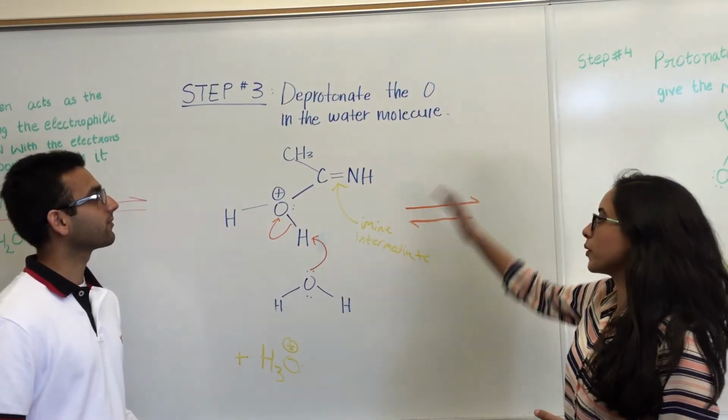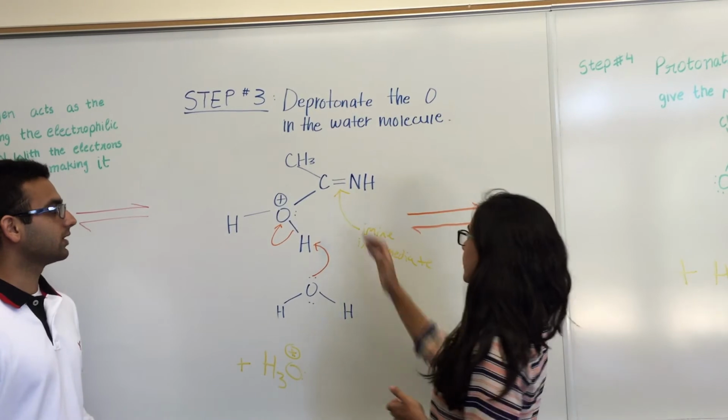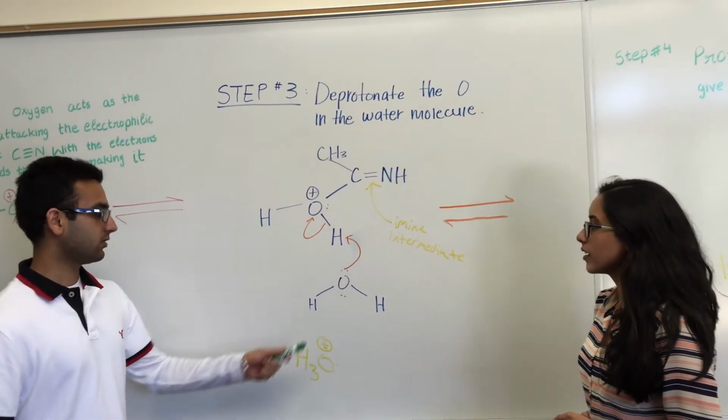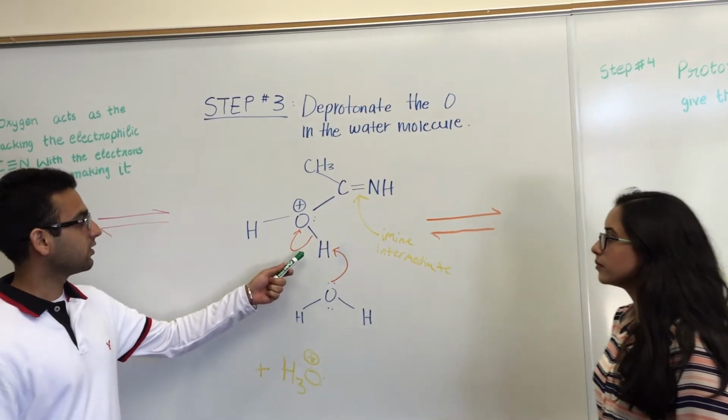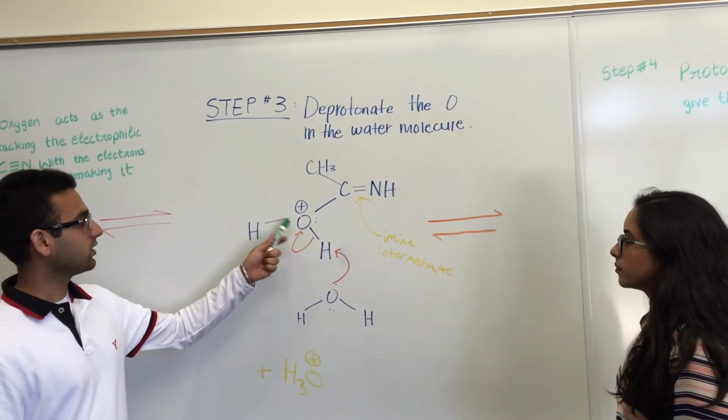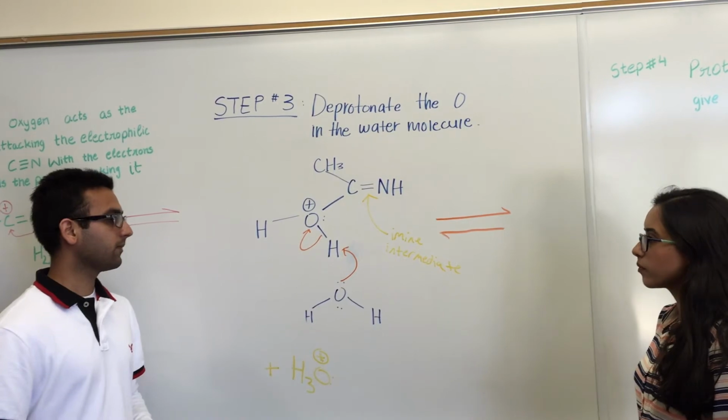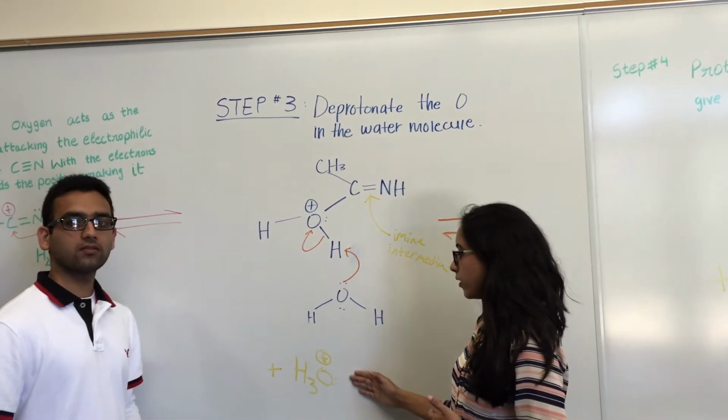Okay, in step 3, we have formed an amine intermediate. So water or the conjugate base will take the H, or hydrogen, to quench the positive charge on oxygen. And then as a side product, we have the hydronium ion.